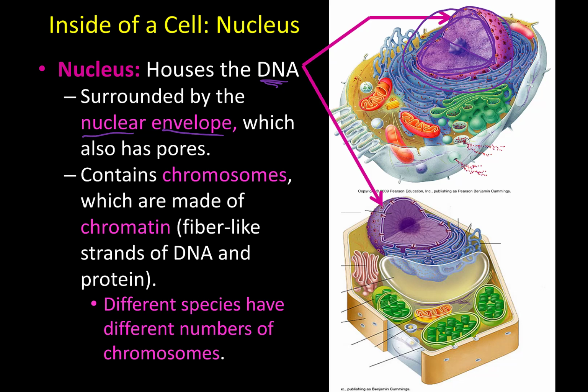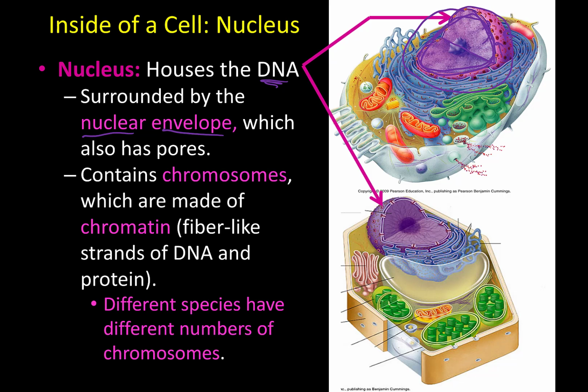The nuclear envelope also has pores. You can see them here, all of these little dots. Those are pores. And those pores allow molecules to pass in and out of the nucleus. But again, the nuclear envelope is selectively permeable, just like the plasma membrane is. So it only allows certain things in or out.